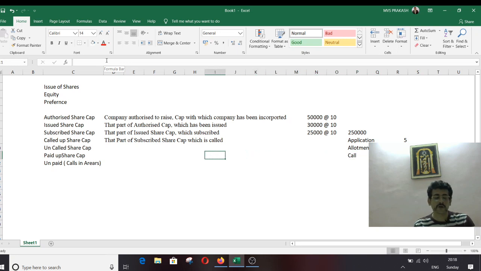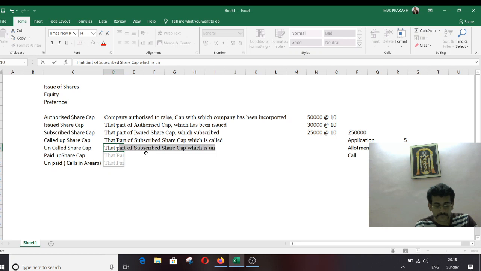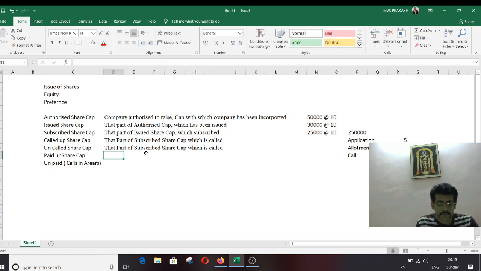So then what is the meaning of uncalled? Uncalled is also that part of subscribed capital which is not called. In the present case, 2 rupees per share is not the amount which is called. So ultimately here uncalled share capital is what? That part of subscribed share capital which is not called is something called as uncalled.